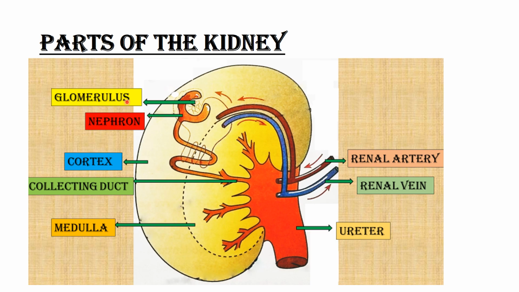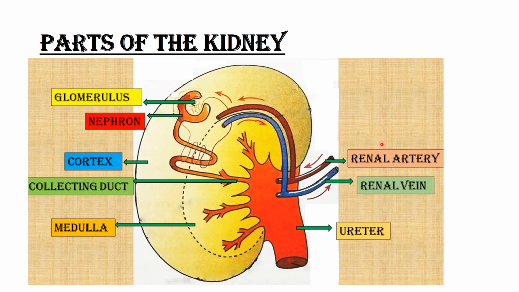The glomerulus is a bunch of capillaries that are present inside the nephron. The nephron is a cup-shaped bag. The nephron and the glomerulus are responsible for filtering the blood. After the blood is filtered, the clean blood goes out from the body through the renal vein.